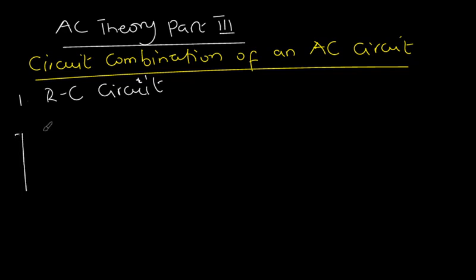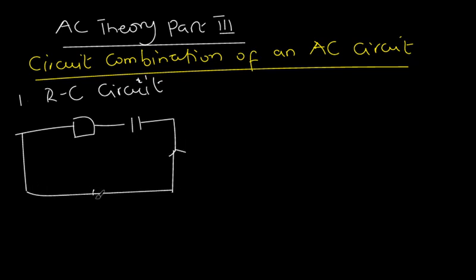So let's have the diagram. We have the resistor over here, then a capacitor over here, and we have our current flowing in this direction, then we have our AC source over here. Now there is a voltage across the resistor, and we have a voltage across the capacitor as well.